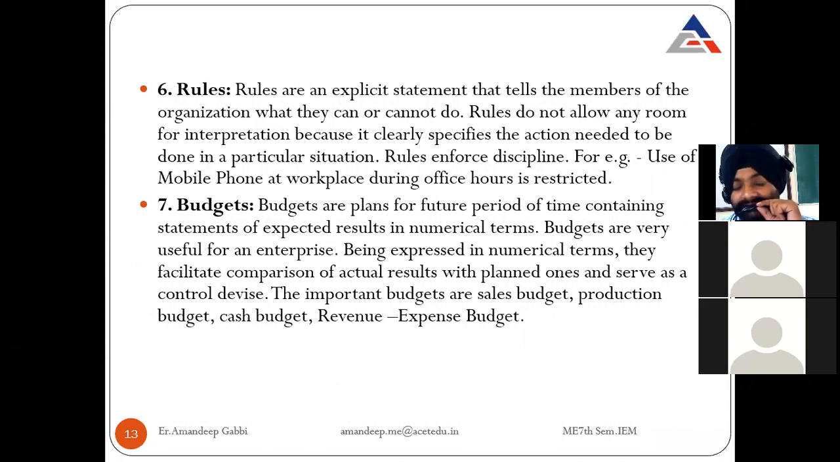Rules and then budgets. Then you should follow some rules. Rules are explicit statements that tell the members of the organization what they can and cannot do. There should be some rules to do any of the tasks related to an organization. If you are selling a car, then the car should be in running condition and should be tested for quality and so on. These are some of the rules that can be implemented for selling and returning related issues.